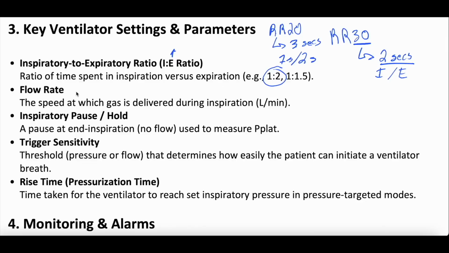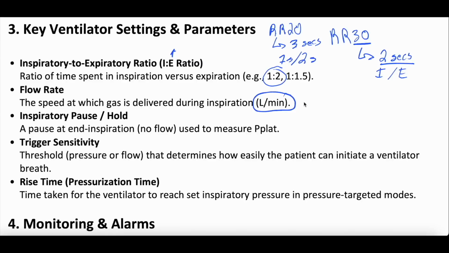All right, flow rate. So flow rate is the speed at which gas is delivered during inspiration. Units are often liters per minute. And this matters because it can be related to ventilator synchrony. Patients sometimes want more flow than they're able to get on the ventilator, because the ventilator says, okay, I'm just going to give this much flow of gas over this time frame. But if the patient is taking these big robust breaths and they want more flow, it can lead to ventilator desynchrony, which can cause issues. So sometimes they need more flow than the ventilator will give them.